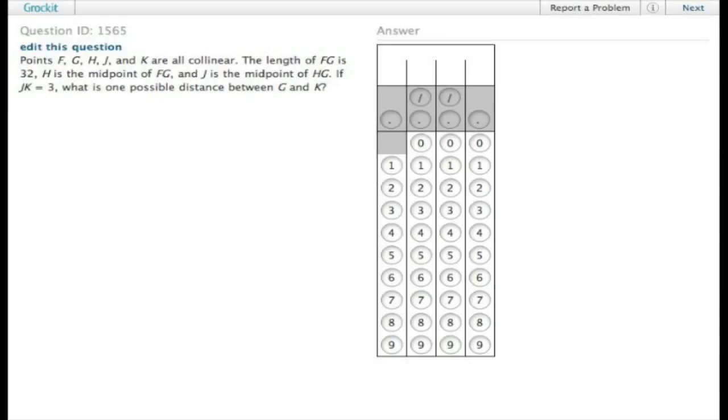Points F, G, H, J, and K are all collinear. That means they're all in the same line. We'll just say they're all on the same number line. The length of FG is 32, H is the midpoint of FG, and J is the midpoint of HG.